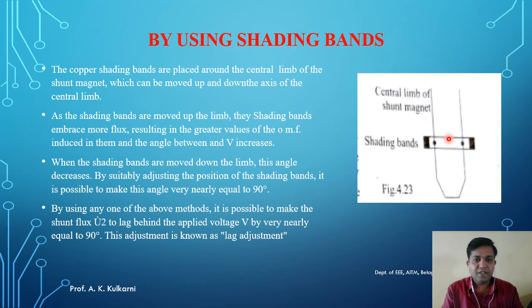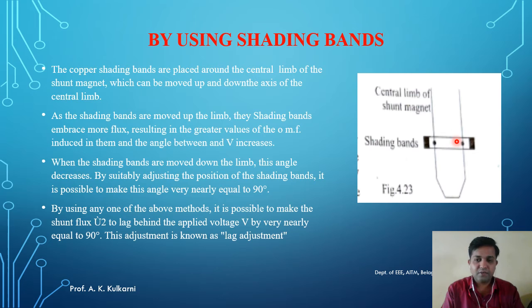These shading bands can be moved in the upward and downward direction on the central limb of the shunt magnet. As the shading bands are moved up the limb, suppose if this shading band is moved above in this direction, what will happen? It embraces more flux, resulting in greater values of EMF induced in them, and the angle between voltage and current increases. So the flux created by this central limb will increase its capacity, the EMF induced in them and the angle will increase.